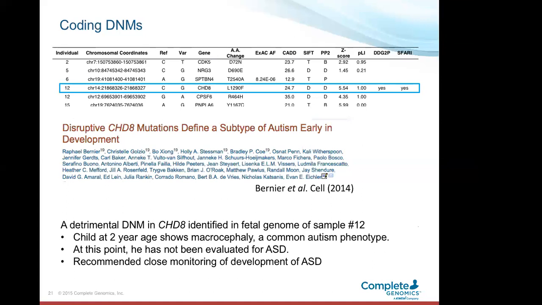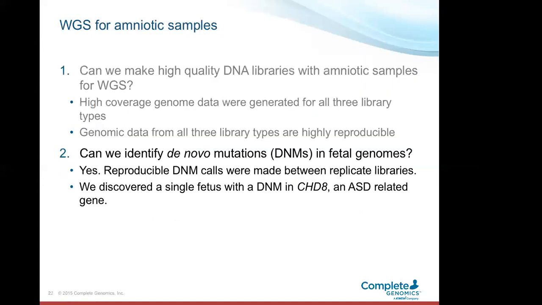However, at this point, the child has not been evaluated for ASD, but close monitoring of development has been recommended for this child. Therefore, we were able to make reproducible de novo mutation calls between the replica libraries, and we discovered a single fetus with a de novo mutation in CHD8, an ASD-related gene.